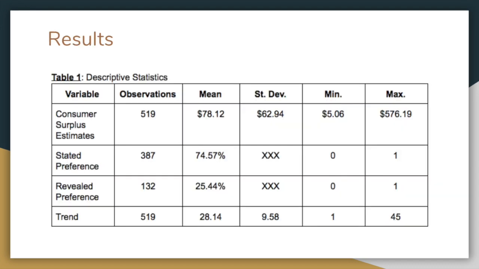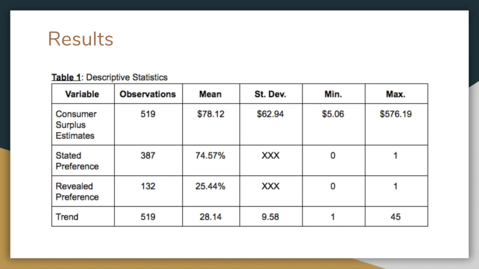So moving on to the results, the table presents the descriptive statistics for this analysis, and I'm going to pick out some key values to look at. The mean consumer surplus estimate in real 2016 US dollars is $78.12, while the minimum is $5.06 and the maximum is $576.19. So basically there's a lot of variation in this variable.